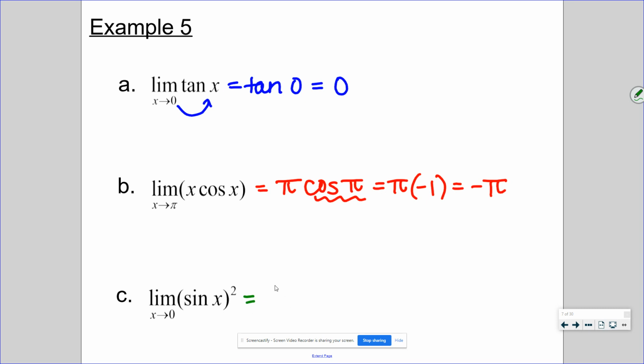Okay, last example with trig stuff, I have 0 that I'm plugging in. So sine of 0, quantity squared. Sine of 0 is 0, so my answer would be 0.